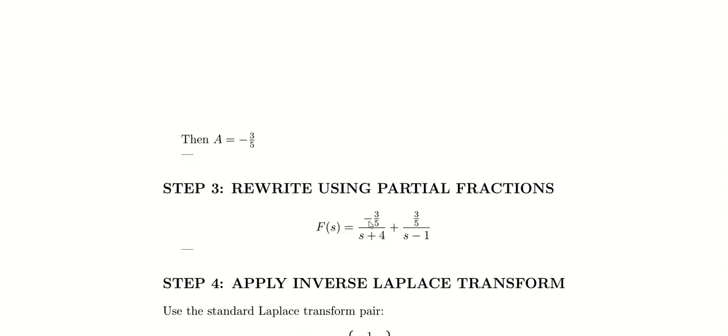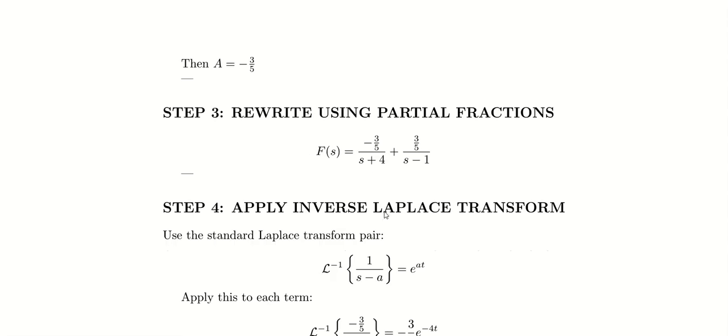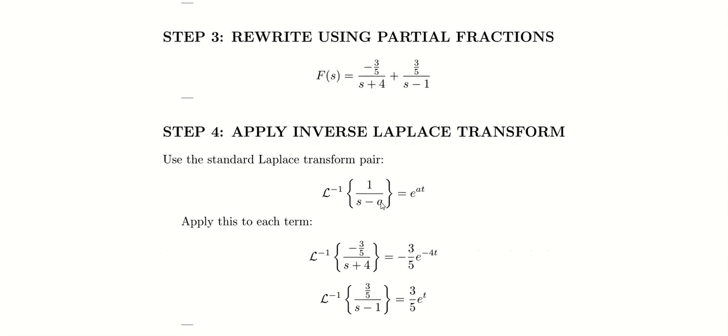So then you just plug in A and B in the partial fraction, and then we just use the formulas. So recall that both of these look of the form 1 over s minus a. We look at the first one, we have negative 3/5 as the constant up here. That could just go outside. And we have s plus 4. That means a has to be negative 4. So we have negative 3/5 times e to the negative 4t power.